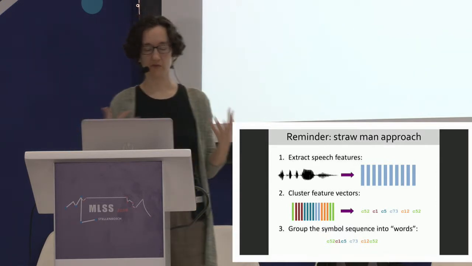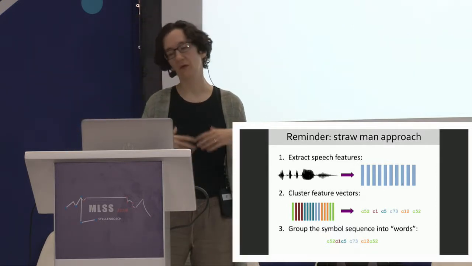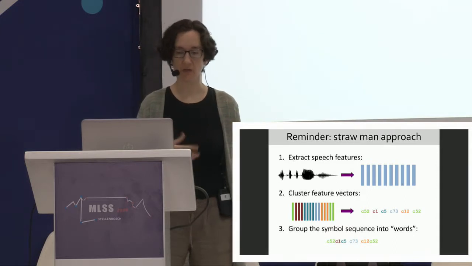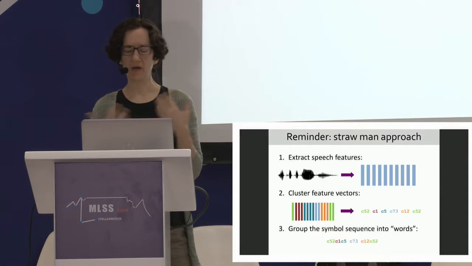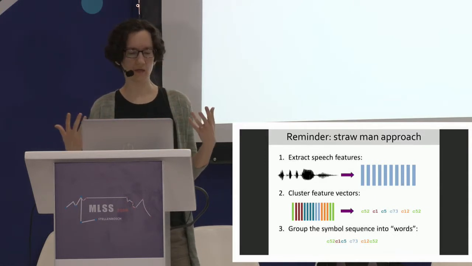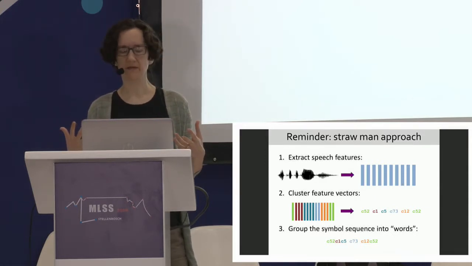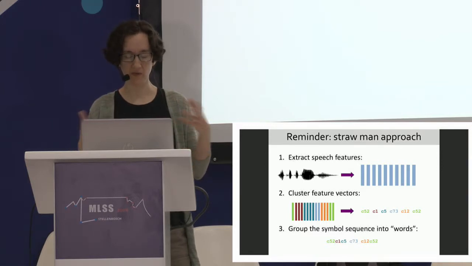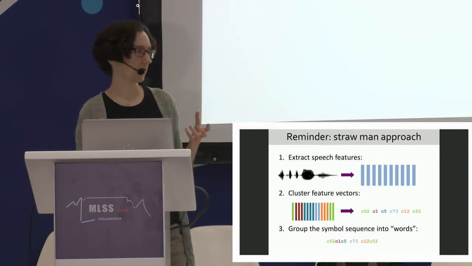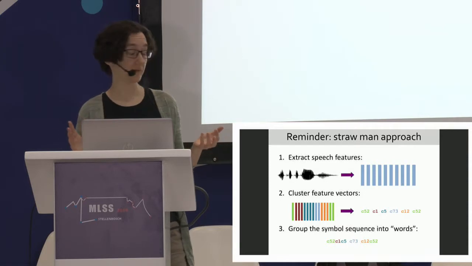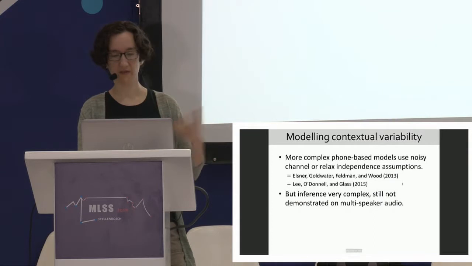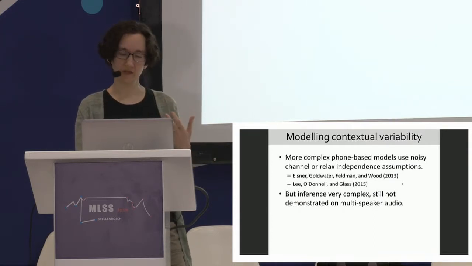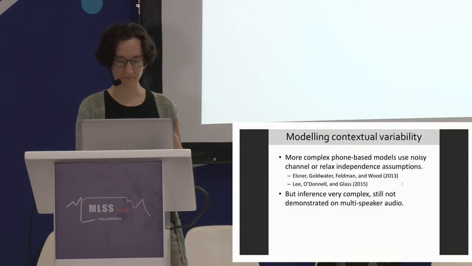So there were a few different models that were proposed that do things like add a noisy channel model or relax certain kinds of independence assumptions. But they still end up having very complex inference methods and hadn't actually, people had tried them on single speaker audio, but had never been demonstrated on multi-speaker audio, which is what we were really interested in doing. So we kind of want to think about scaling these things up. So we're going to take a slightly different approach here to try and simplify the inference and various other things.